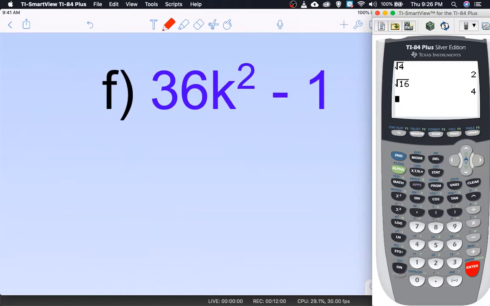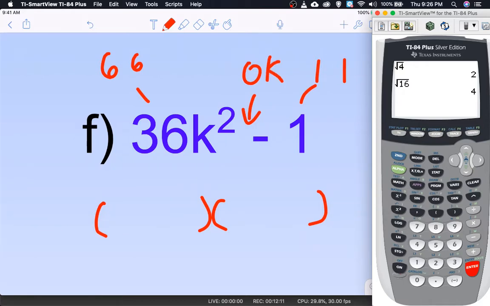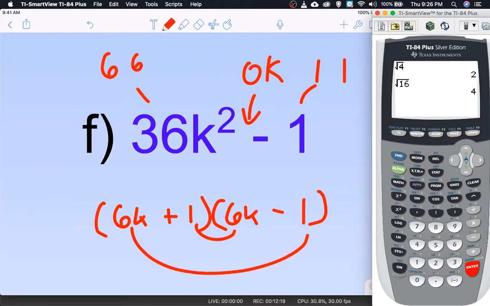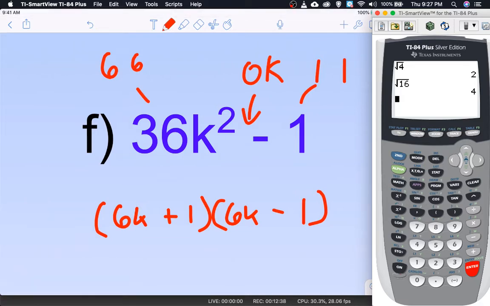All right, so both of those are perfect squares. 6 times 6, 1 times 1. That's what I would try. And notice there are 0 k's in the middle. So 6k and 1, 6k and 1, probably a positive and a negative, because that's what would make your middle term cancel out. 6 times 6 is 36k squared. Negative 6k, positive 6k, cancels, gets to 0. Positive 1 times negative 1 is negative 1. And we're good. That's done.